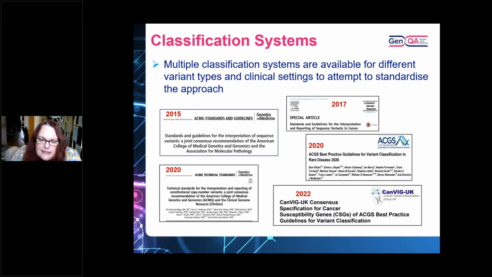In 2020, I think there's a new set of guidelines from Riggs et al. about copy number variants. In the UK, the ACGS has got rare disease class variants, so there are some new ones that have just come out. There's also CanVIG, which looks at cancer susceptibility genes. And in the UK, we've been working on new versions of somatic variant guidelines to try and encompass the best of all worlds. So next slide, please.